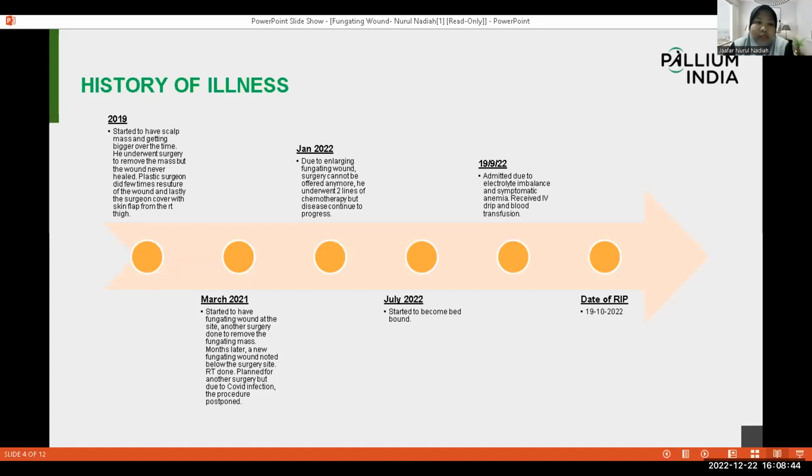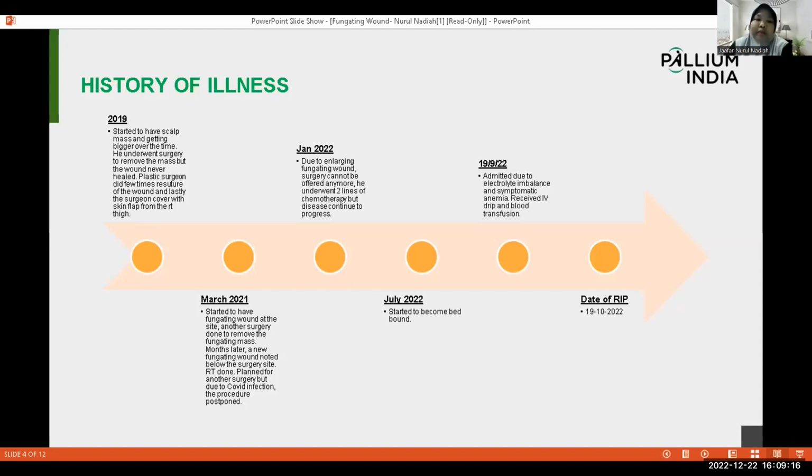Eventually, the plastic surgeon operated on the wound a few more times, until they tried to cover it with a skin flap. Until March 2021, it started to become a fungating wound. Then they did another surgery to remove the fungating mass. But months later, a new fungating wound came back, in a slightly lower place than the old one.